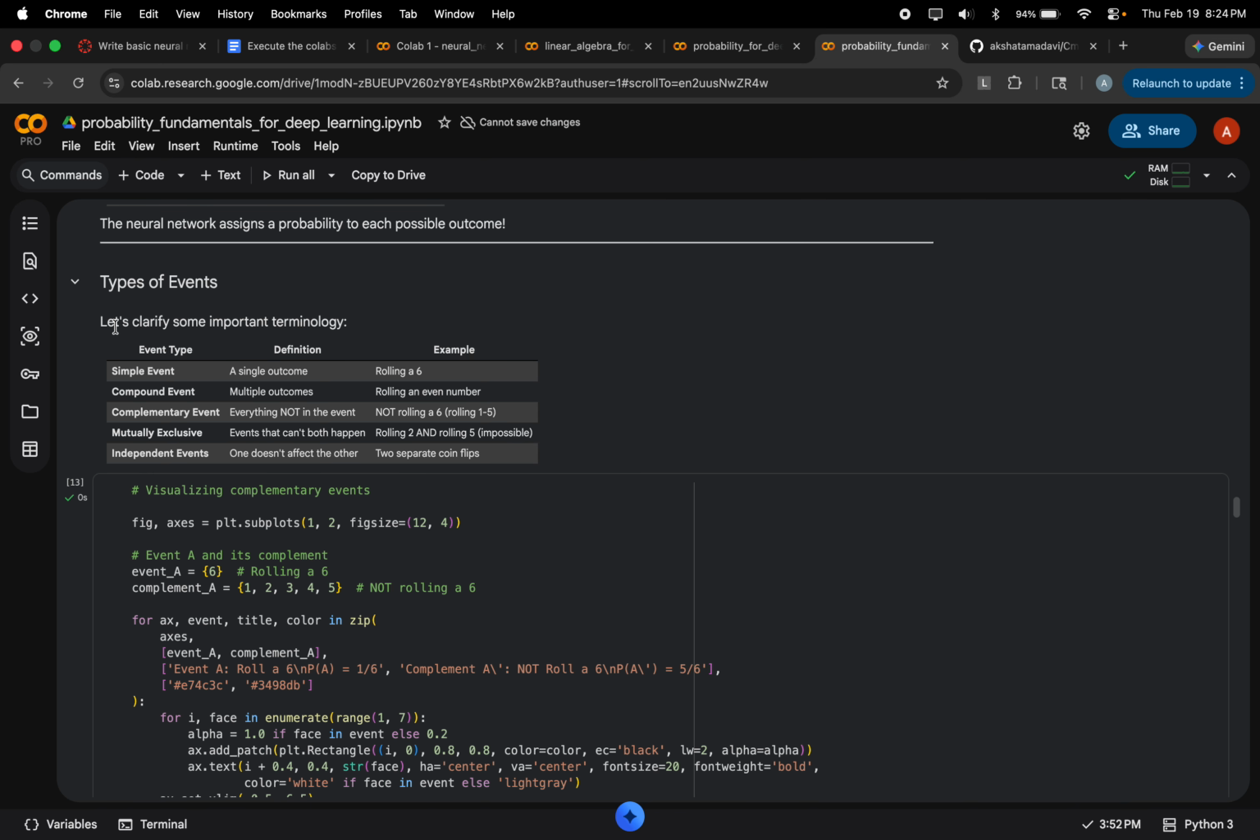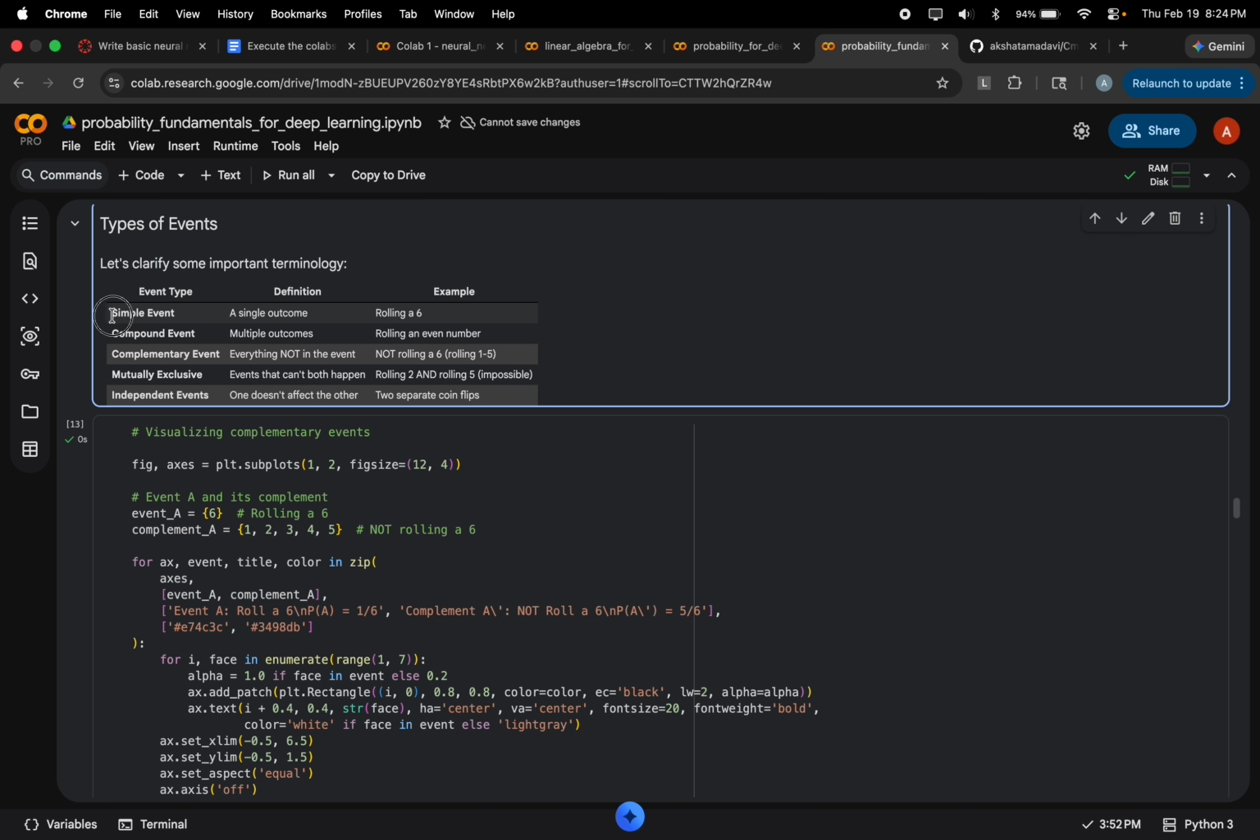So the types of events: a simple event is a single outcome. A compound event has multiple outcomes, like rolling an even number. So it can be 2, 4, 6, right? So there are multiple outcomes. Complementary is everything not in the event, like not rolling a 6, which is 1, 2, 3, 4, 5.